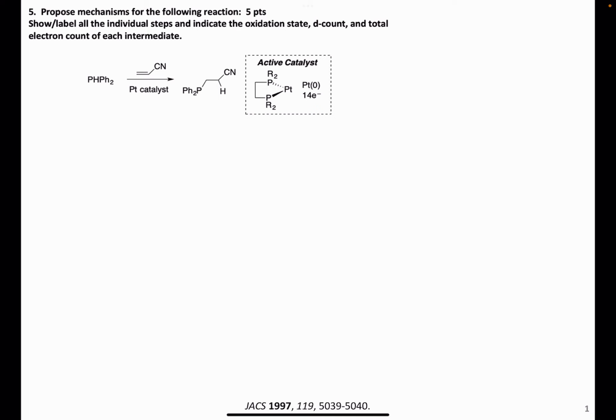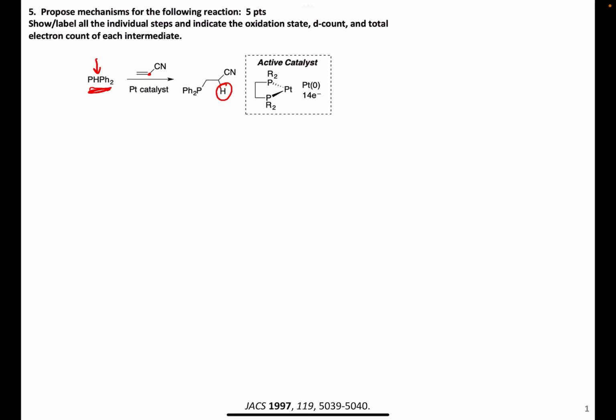The first thing you want to do is look at your starting materials. Here we have diphenylphosphine. Notice that the proton on diphenylphosphine ends up bound to what was the olefinic position right here. You also have an olefin. When you have an olefin in an organometallic process, you want to be thinking coordination and insertion.